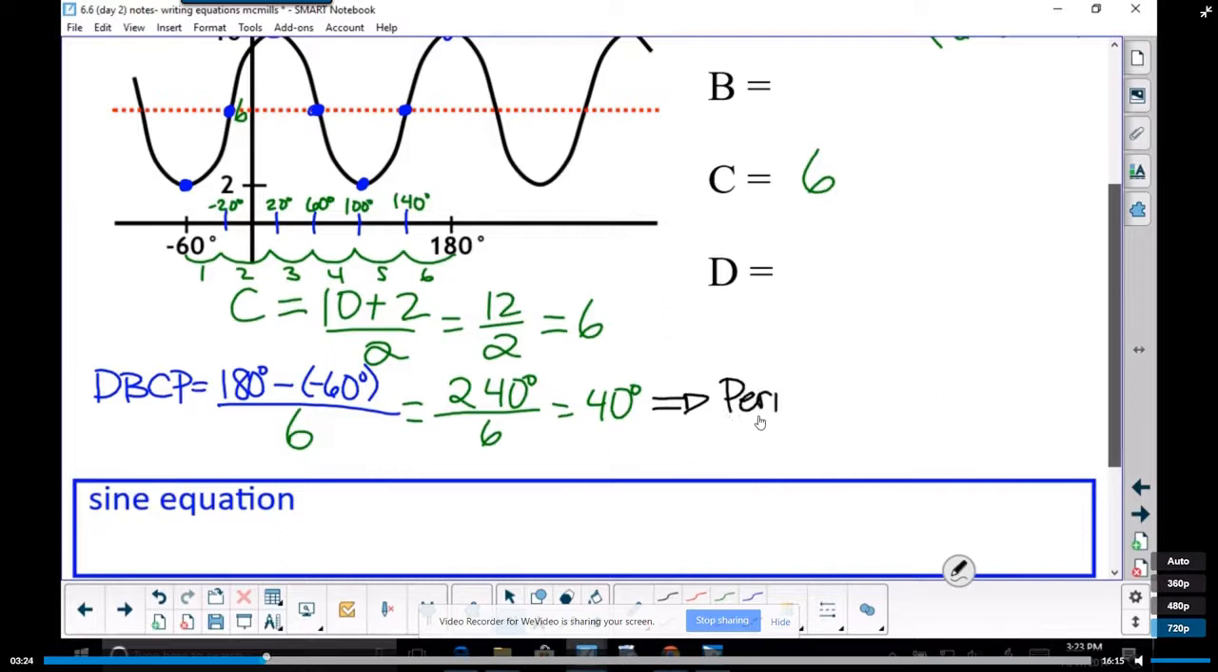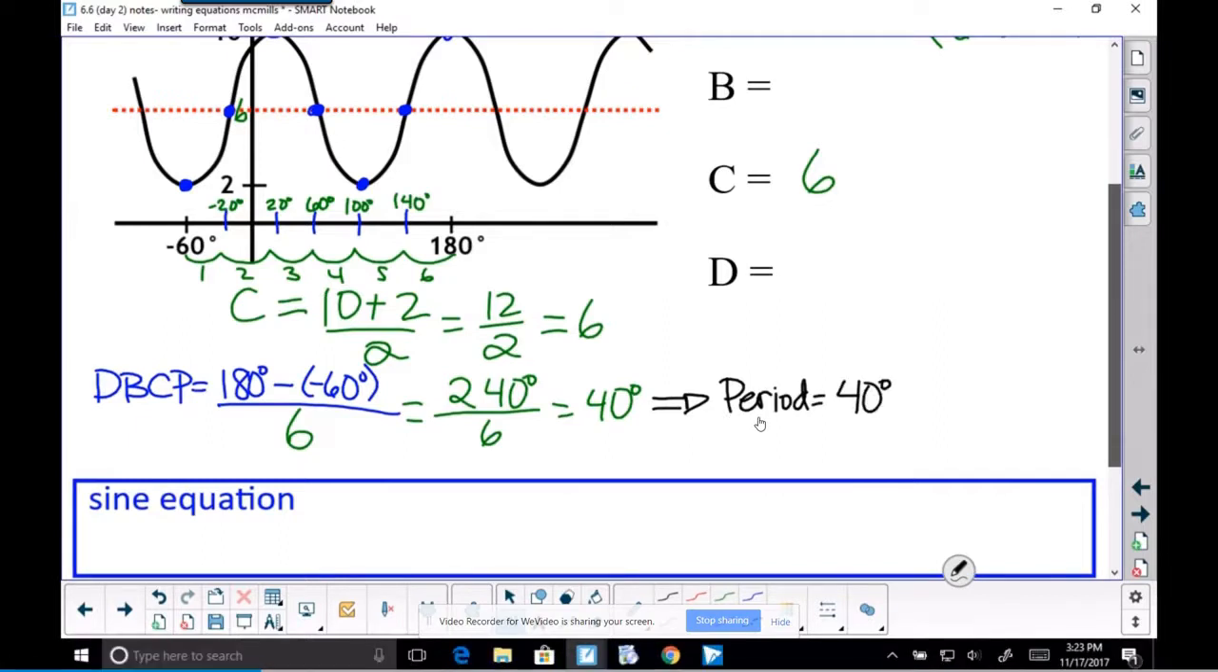The period is equal to the distance between critical points times 4. So we're going to do 40 degrees times 4. Again, this is all on page 23. So the period is 160 degrees.